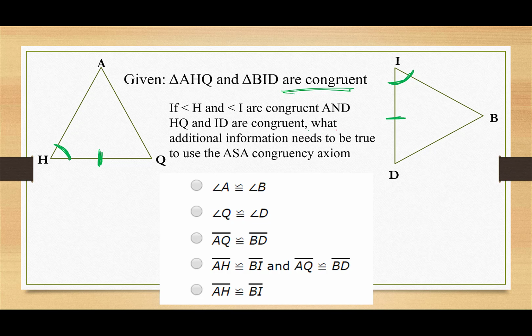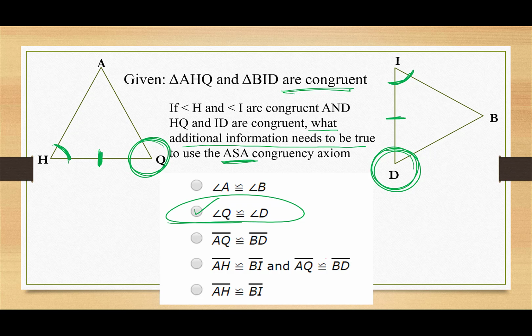And here's your question. What additional information needs to be true to use the ASA congruency axiom? Congruency axiom is the same as a congruency statement, just different books use different words. So we need to mark what additional information is needed in order to use the angle side angle congruency statement. So if you look at the picture, we have one angle and a side, and so angle side angle means two angles next to each other with the included side, and we need Q to be congruent to D, and that is the second choice.